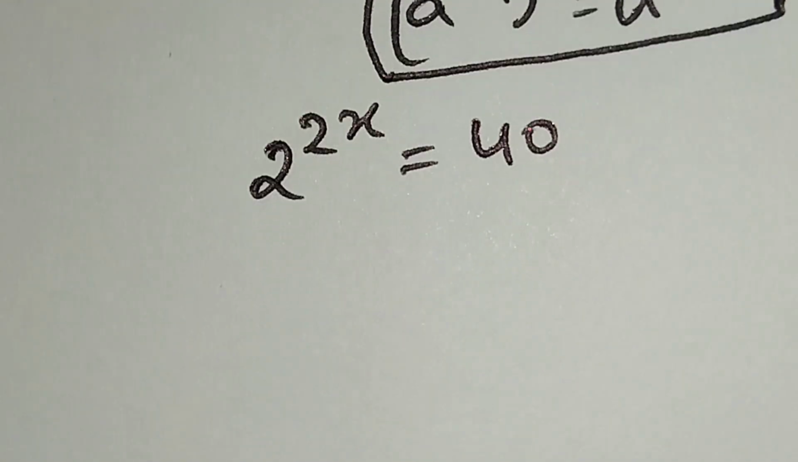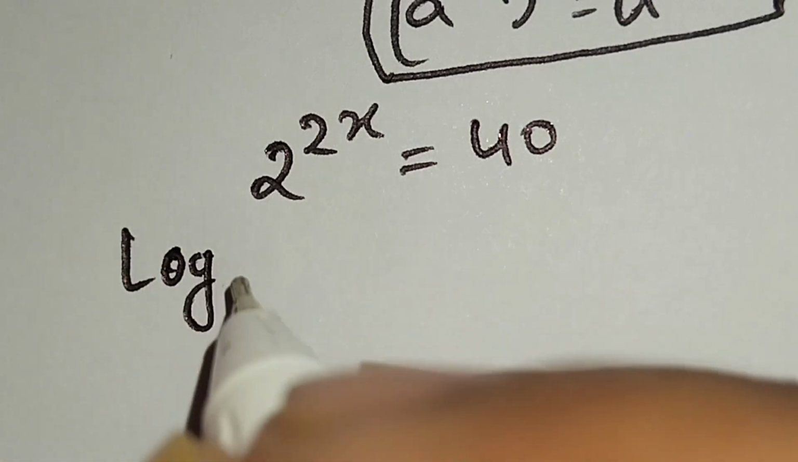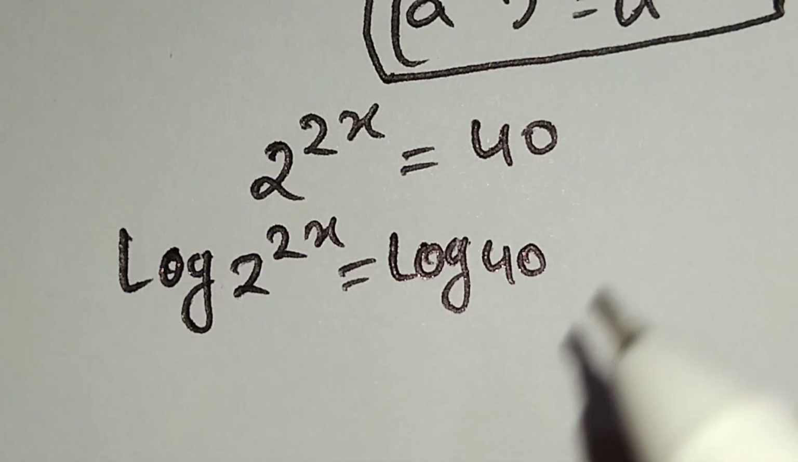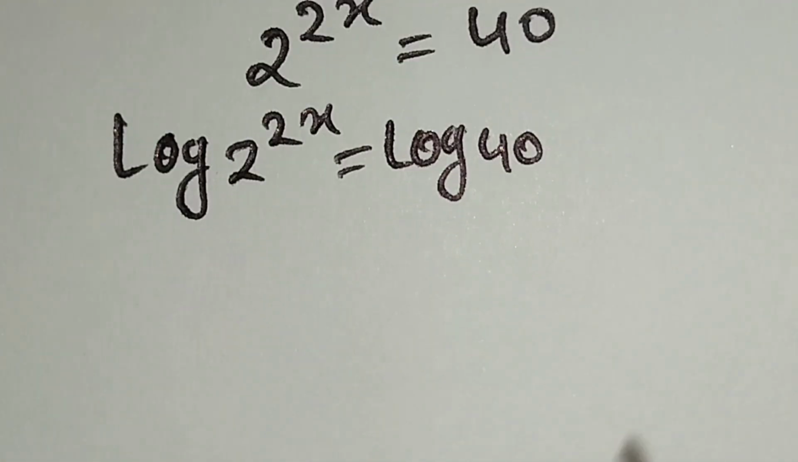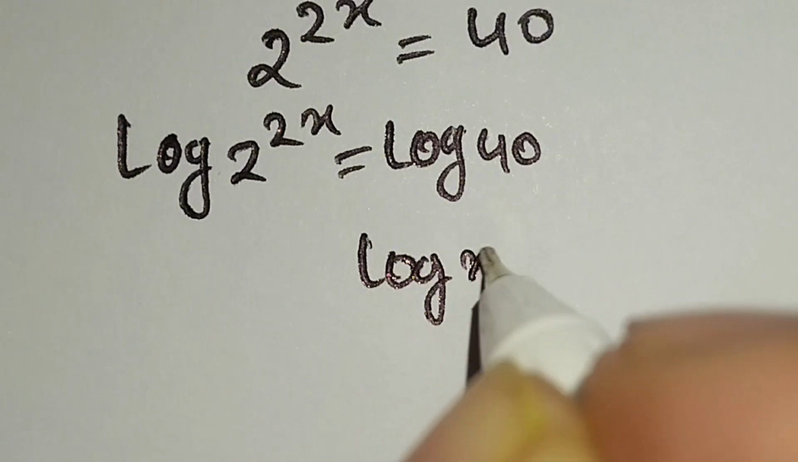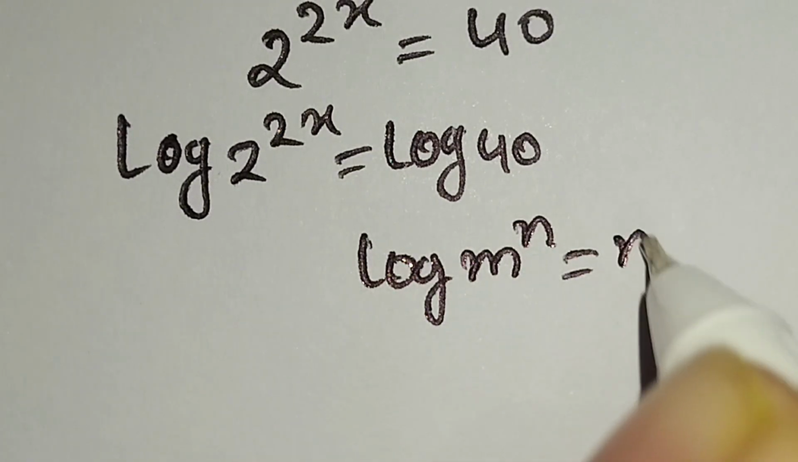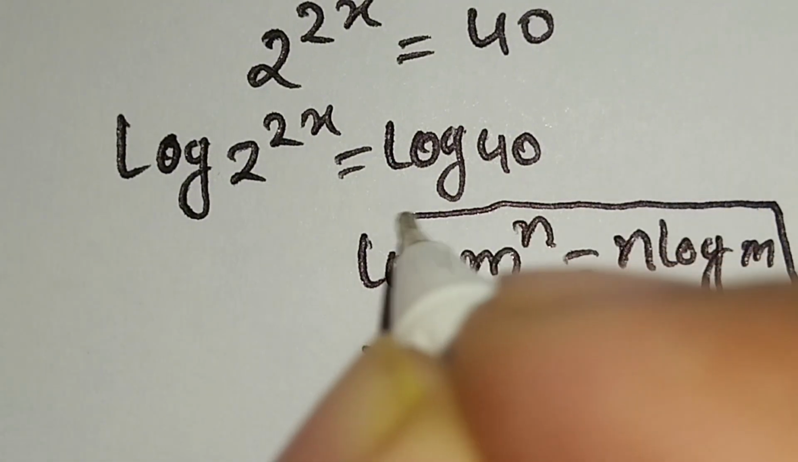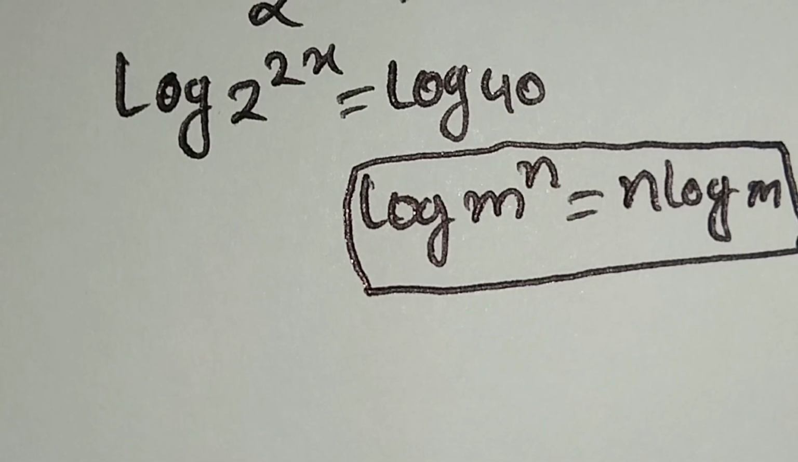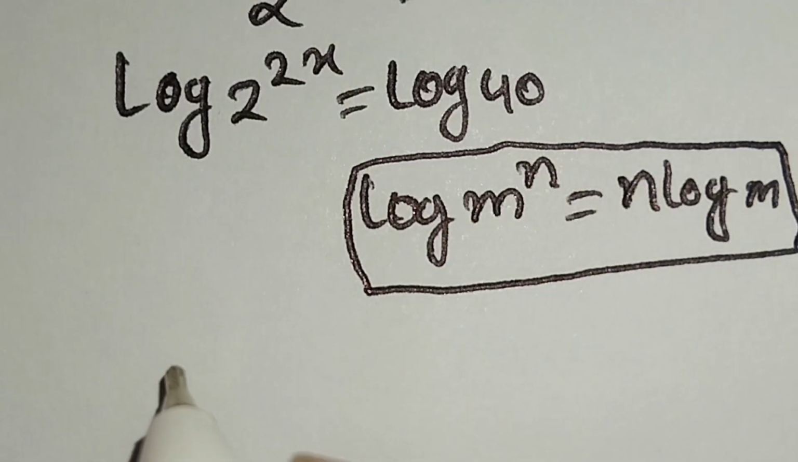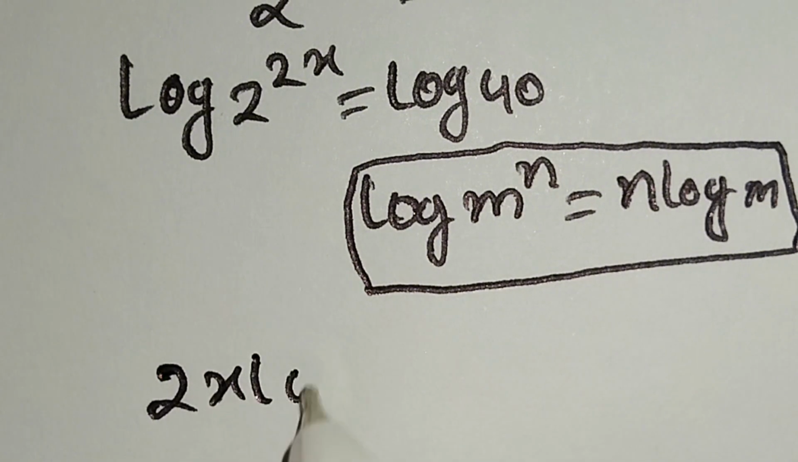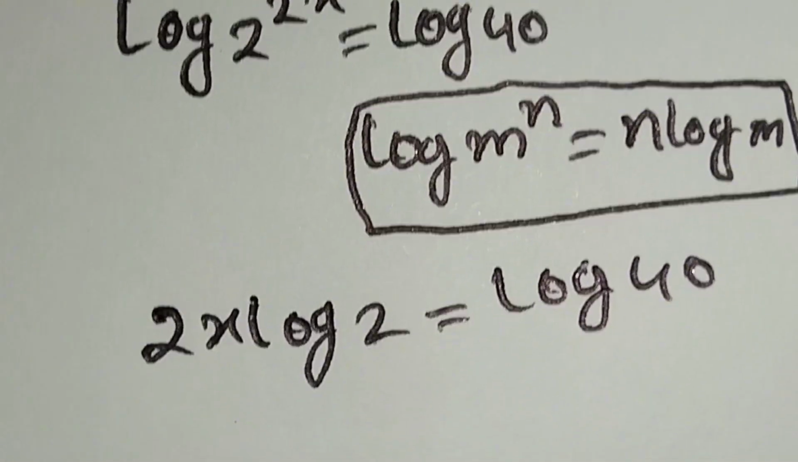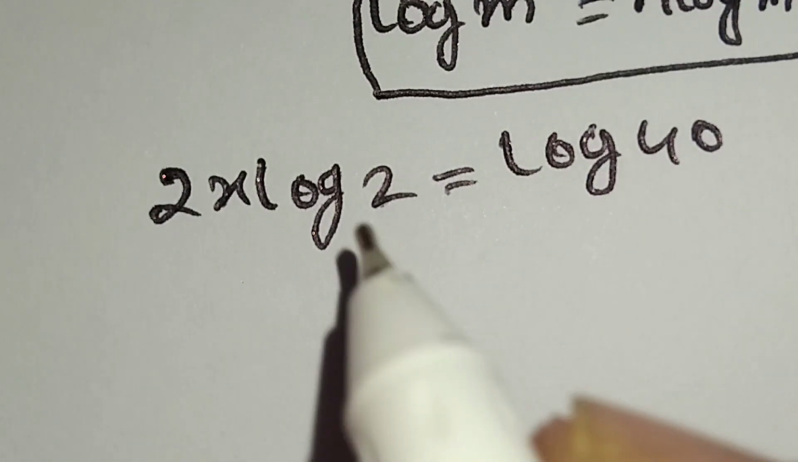Now we will take log on both sides. So we can write log 2 to the power 2x is equal to log 40. We know log m to the power n is equal to n log m. According to this log property, we can write log 2 to the power 2x as 2x log 2 is equal to log 40. Now we will divide both sides by log 2 to eliminate this log 2.